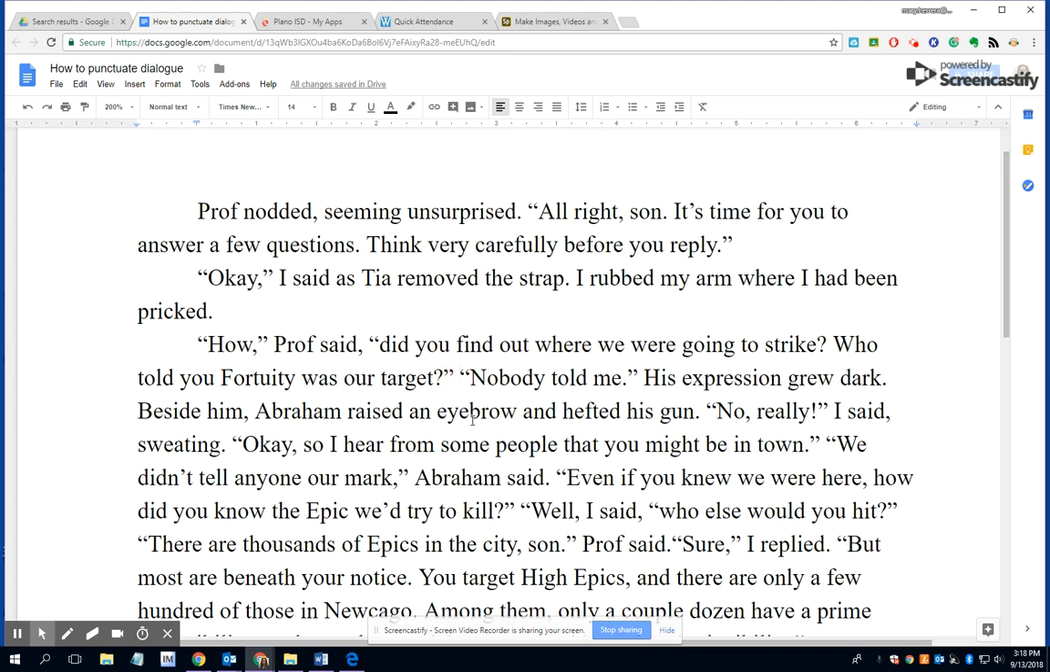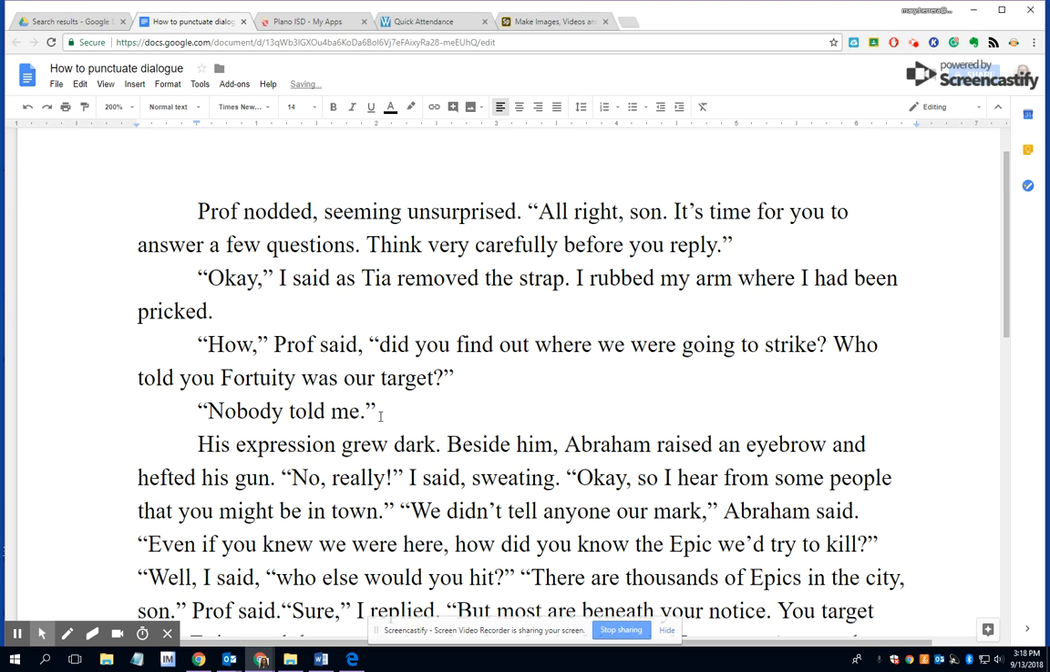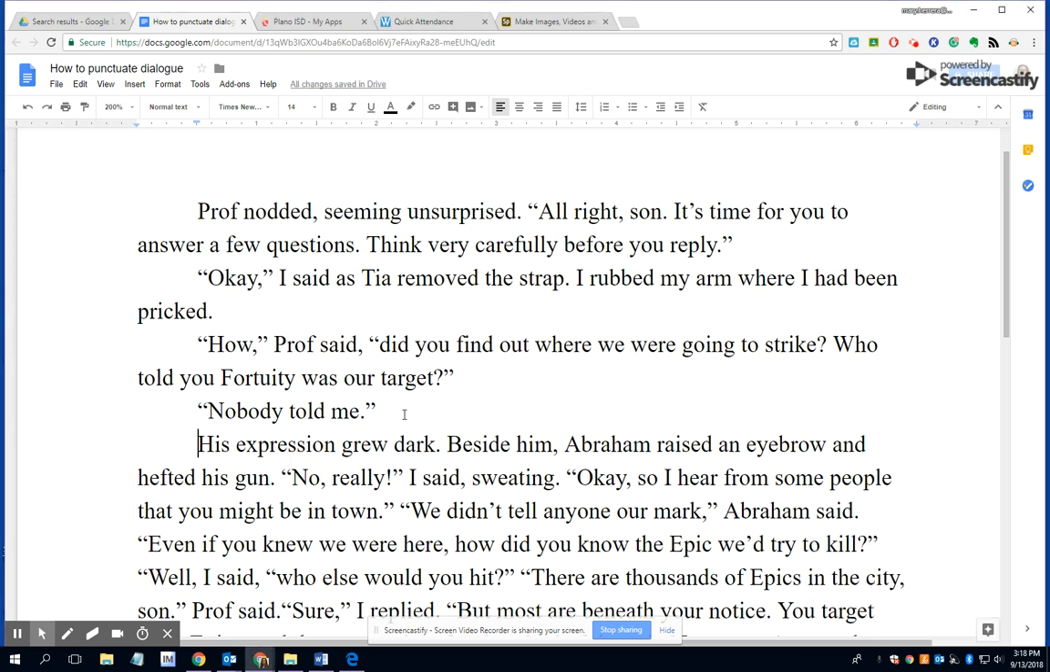Okay, so now I need to press enter because we have somebody new speaking. Nobody told me. Okay, so here it's his expression grew dark. That's going to be Prof, whose expression grew dark because he didn't like the answer. Now this one does not have what's called a tag. Where it says Prof said, I said, Prof nodded, seeming unsurprised. Those are tags that tell who's talking.